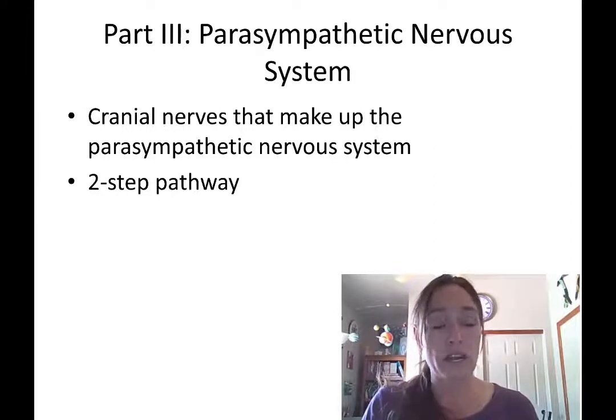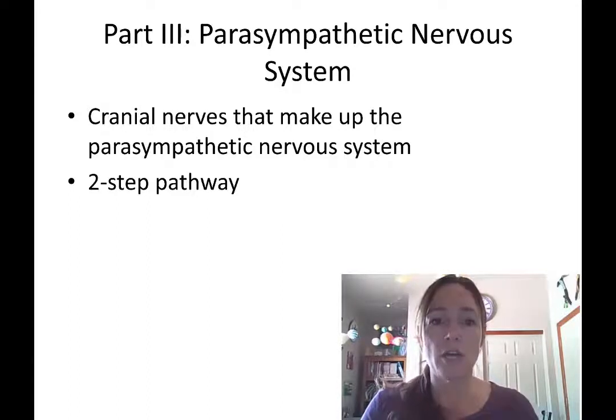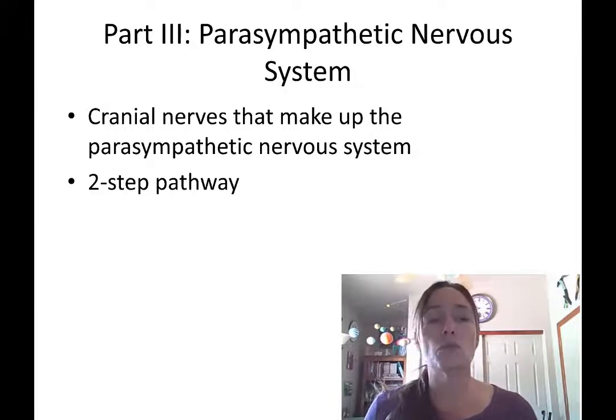The parasympathetic nervous system is known as craniosacral. It uses cranial nerves, and you should know which ones, as well as sacral nerves. It also utilizes a two-step pathway. So even though these are the only nerves that are coming off of the central nervous system, the brainstem and spinal cord, it still can affect regions all over the body. That is because the vagus nerve, which is known as the wanderer, goes to so many of our autonomic tissues.